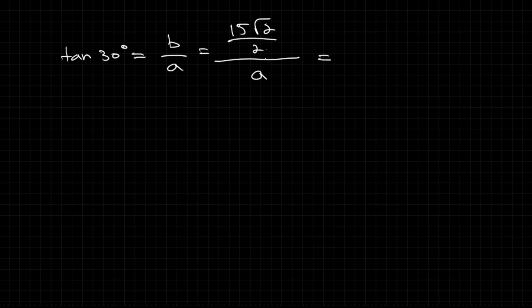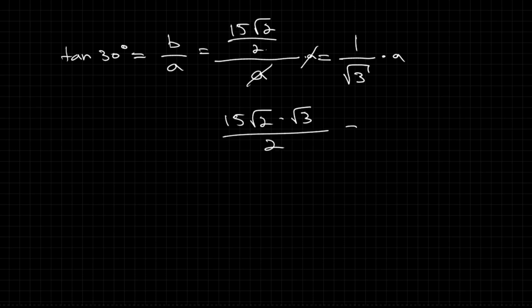So then I know what tangent of 30 degrees is. Tangent of 30 degrees is sine 30 degrees over cosine 30 degrees, which if you remember back to our previous discussions is 1 over root 3. And so I can multiply both sides by a to get rid of a, and I can multiply both sides by root 3 to get rid of that root 3, and what I get is 15 root 2 times root 3 all over 2 equals a. And root 2 times root 3, that's root 6. So 15 root 6 over 2 equals a, which of course is the same answer.